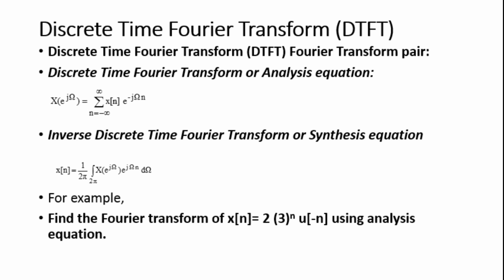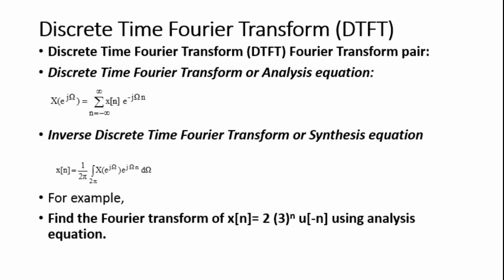The first one, the discrete time Fourier transform or analysis equation, is given by X(e^{jΩ}) = summation n from minus infinity to infinity x(n) e^{-jΩn}. The inverse discrete time Fourier transform or synthesis equation is given by x(n) = 1/(2π) integration over 2π of X(e^{jΩ}) e^{jΩn} dΩ.